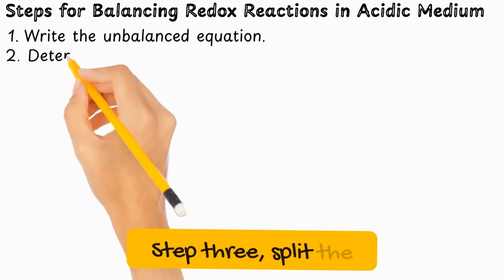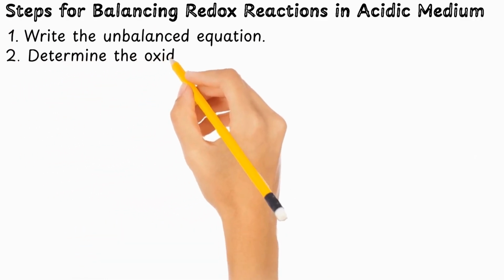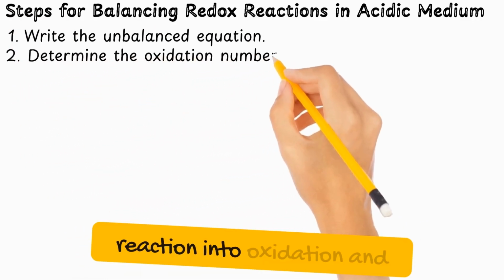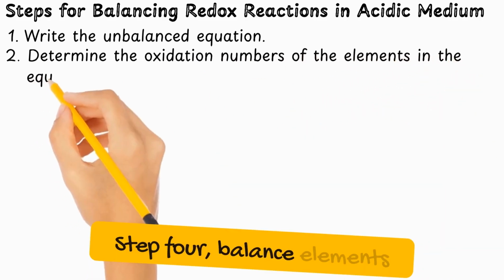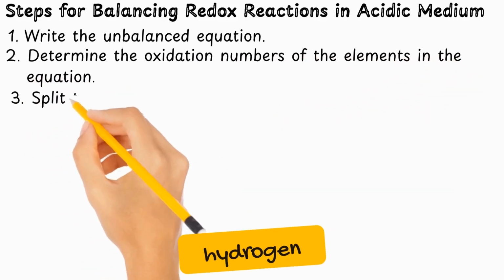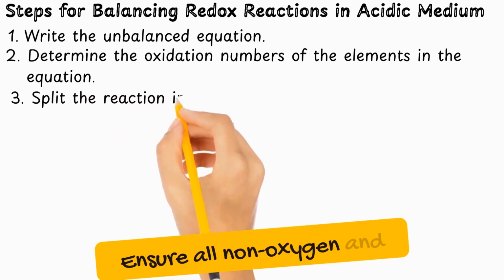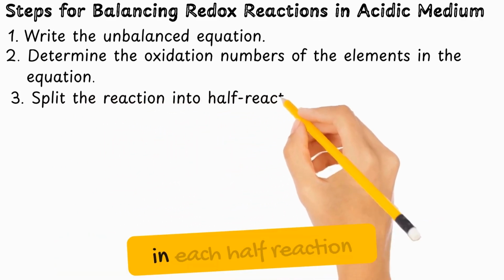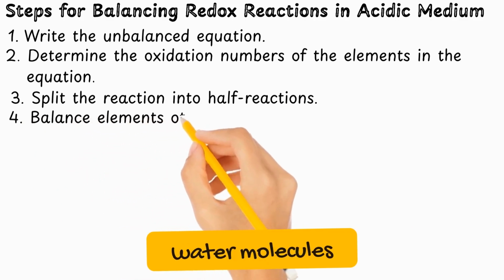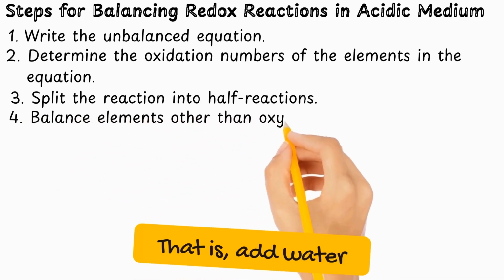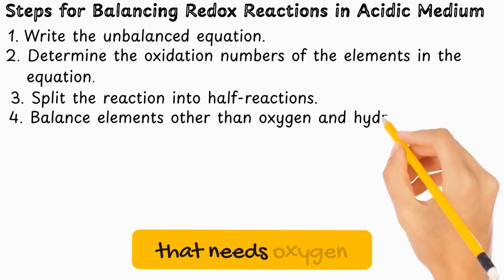Step 3, split the reaction into half reactions. That is, separate the reaction into oxidation and reduction half reactions. Step 4, balance elements other than oxygen and hydrogen. Ensure all non-oxygen and non-hydrogen atoms are balanced in each half reaction. Now, balance oxygen using water molecules. That is, add water molecules to the side that needs oxygen.